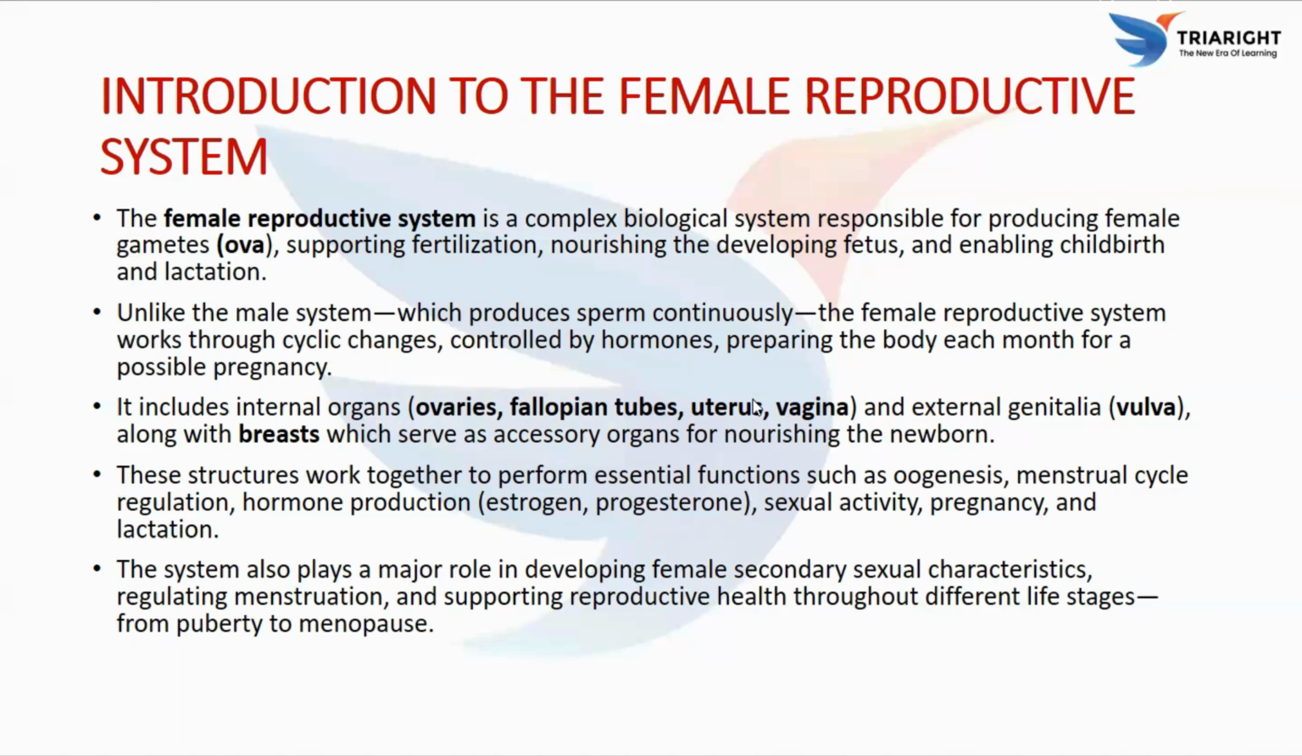The uterus is also called the womb. It is a muscular organ where the baby grows. And the vagina is the canal that connects the uterus to the outside. It is used during childbirth and also during sexual intercourse.